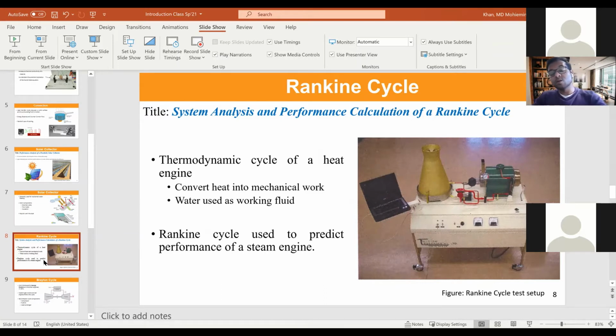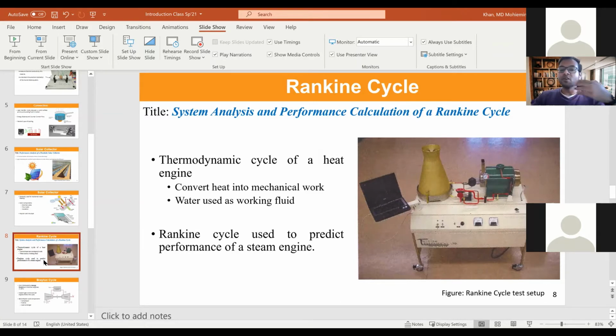The Rankine cycle is used to study steam engines or steam cycles. So your primary fluid here will be water. You put heat into water, water is going to absorb it, you're going to pressurize it, you're going to change its phase, and then eventually after the whole cycle, it's going to come back to its initial phase.